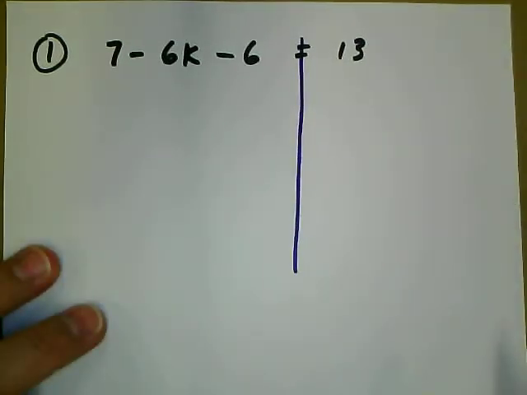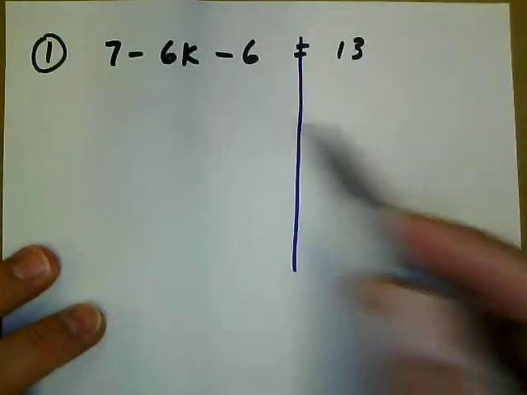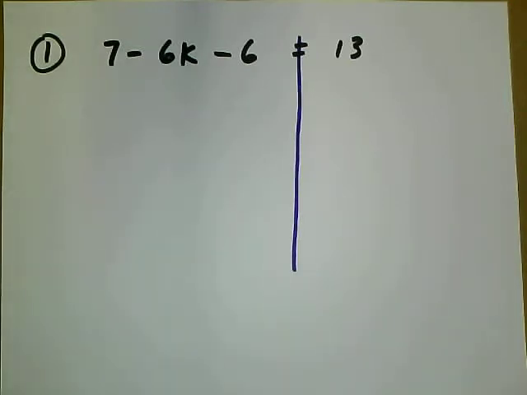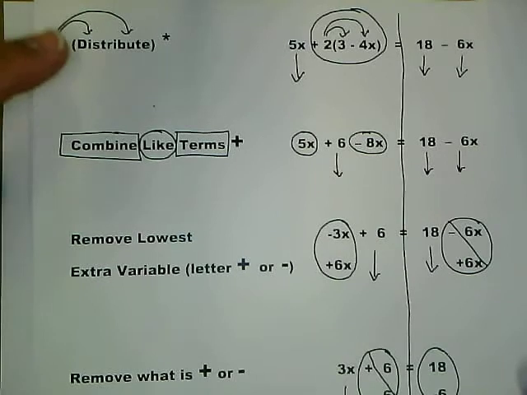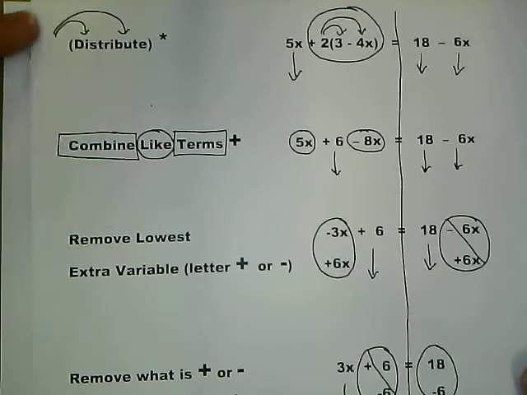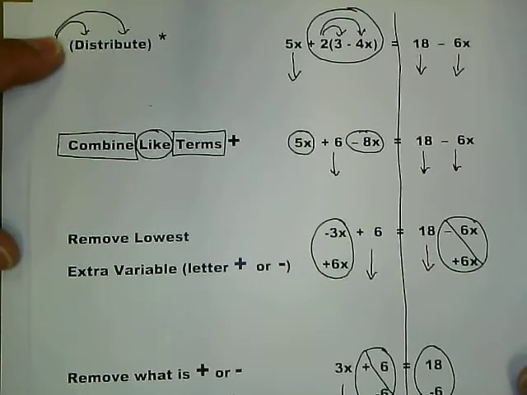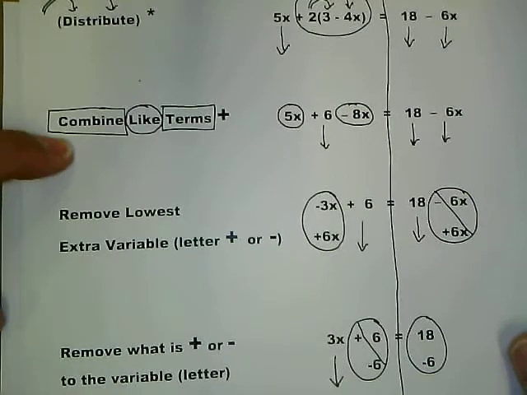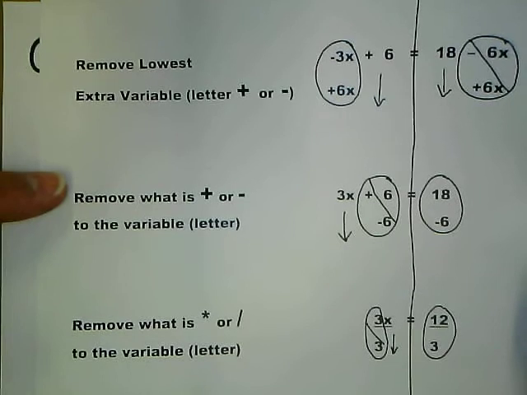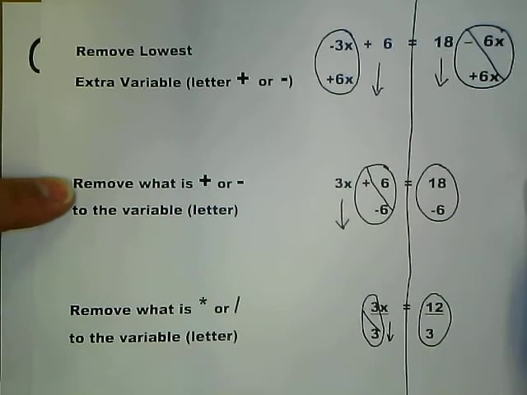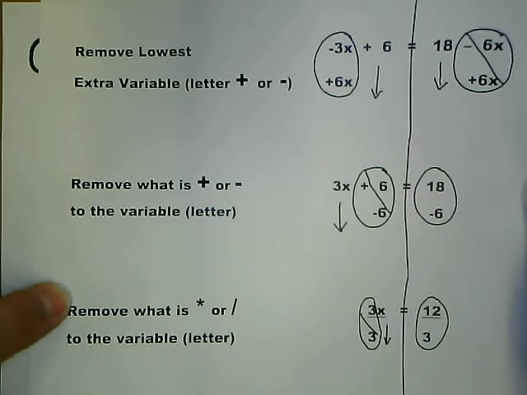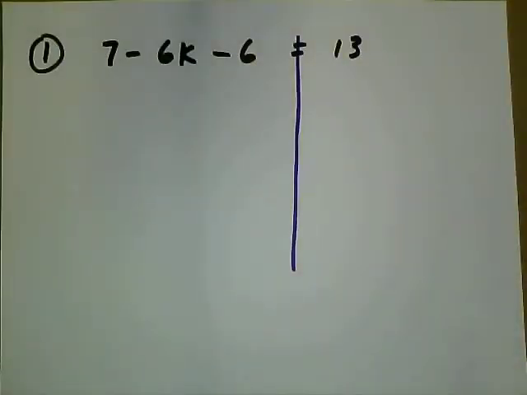We've done this before. First thing we want to do is look at all of our steps. And remember, you have this reference sheet, listed under materials in your Google Classroom. The steps are: distribute, where we have the parentheses. Combine like terms, where we make boxes and circles. Remove the extra lowest variable. I prefer the lowest, but any variable will work. And then remove what's added or subtracted to the variable, and remove what's multiplied or divided to the variable. And we'll get to that today.